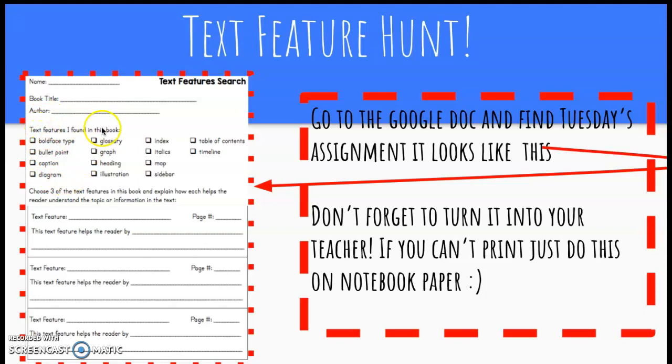You are going to check off which of the text features that we've talked about that you have found, and then you're going to choose 3 text features in the book and explain how each of them helps the reader, or you, understand the topic from the information inside the text.